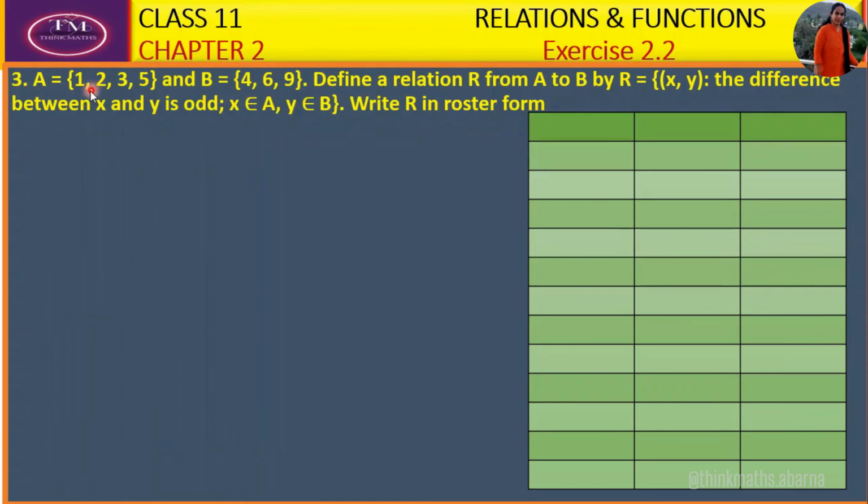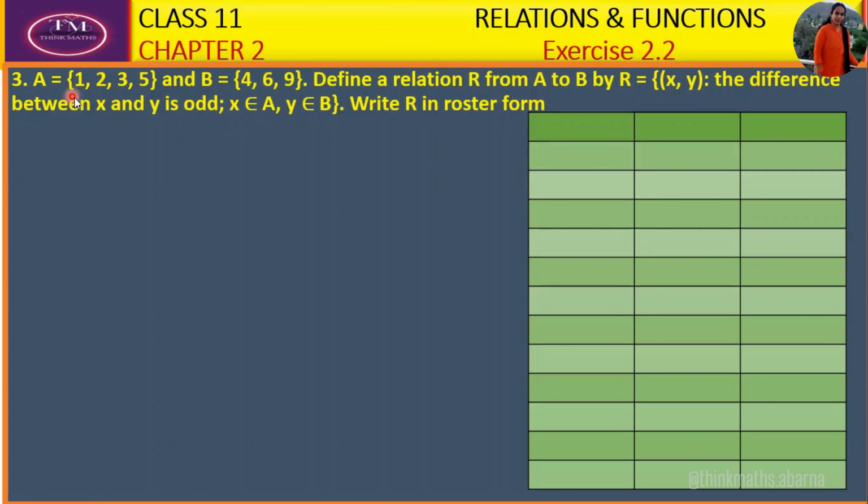A is equal to 1, 2, 3, 5 and B is equal to 4, 6, 9. Define a relation R from A to B by R is equal to the set of all x comma y such that the difference between x and y is odd, where x belongs to A and y belongs to B. Write R in roster form. Here we have to check whether the difference between x and y is odd.